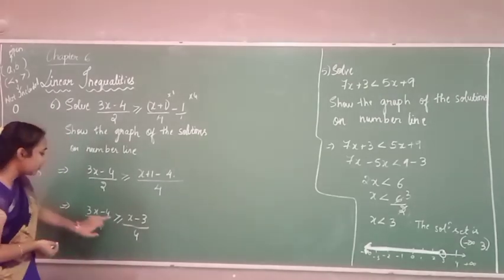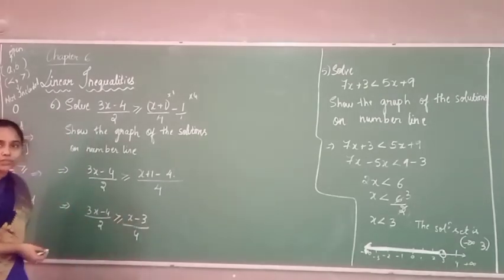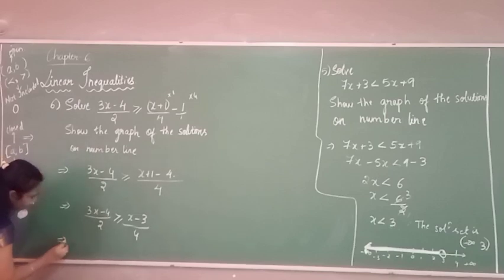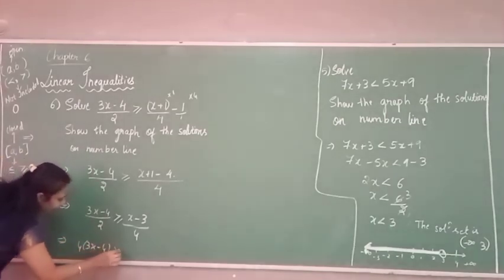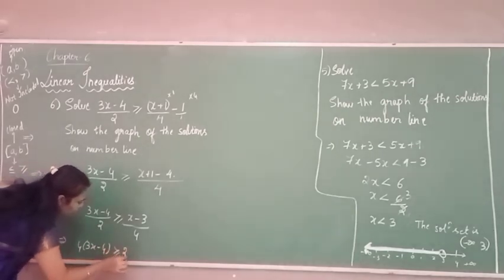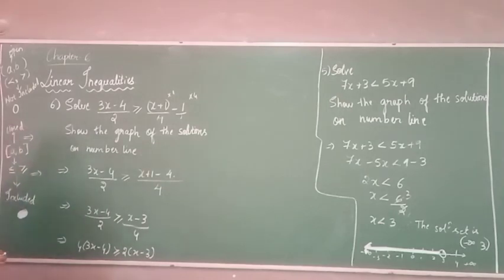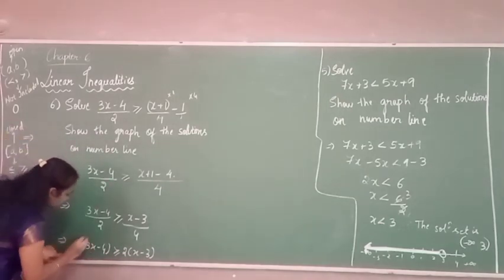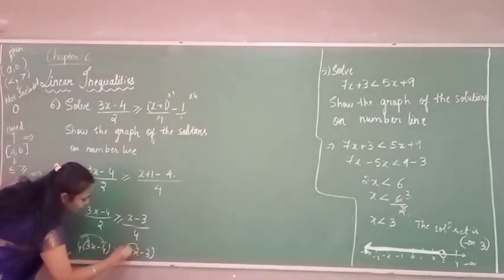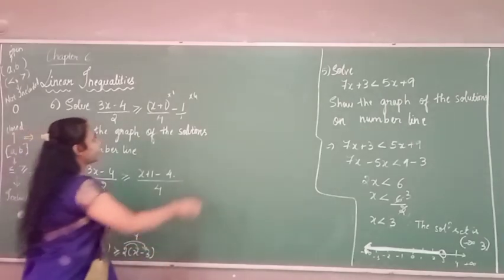So next we are going to cross multiply. So when we cross multiply, what are we getting here? 4 into (3x minus 4) greater than or equal to 2 into (x minus 3). Now multiply the terms. In the LHS multiply 4 inside the common bracket, and in the RHS multiply 2 inside the common bracket.